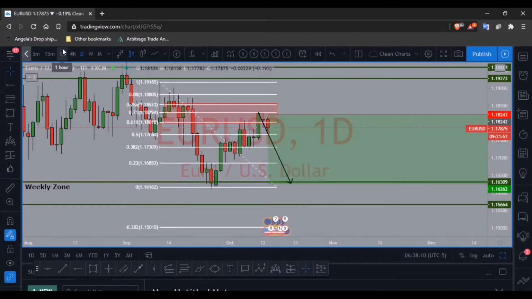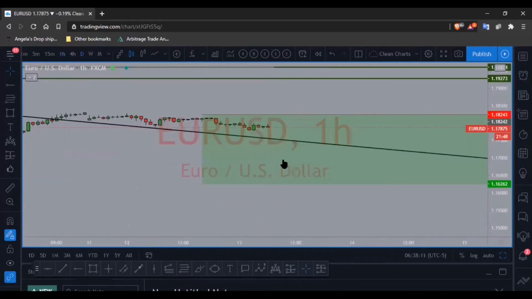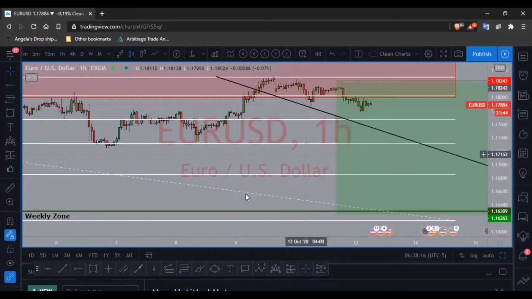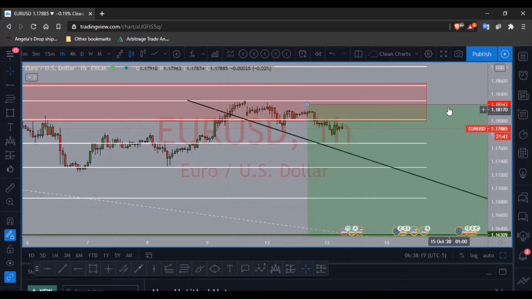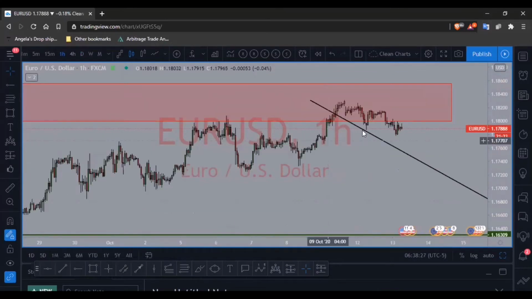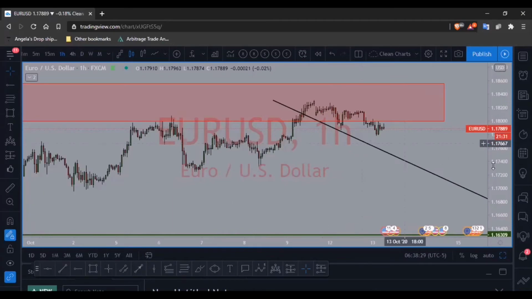But what I do want to look at is how the 1 hour time frame handled stuff this morning. So what I'm going to do is hide this and hide this. And let's see how things played out right here.